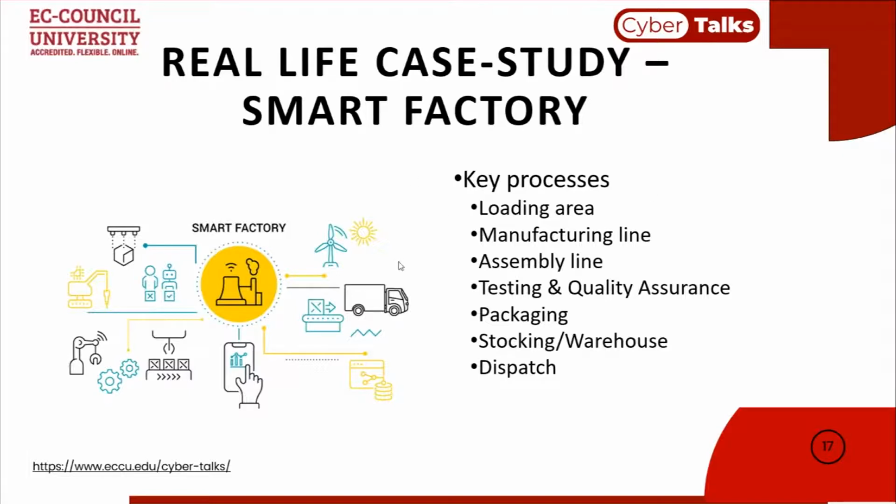If you look at a factory, there are key processes. I've listed a few key processes. I'm not going into detail, otherwise this itself would become a few hours of presentation. In the factory or plant, typically they have a loading area where the raw material comes and gets loaded. Then the material goes into the manufacturing line where manufacturing starts. Once manufacturing is done, it goes into the assembly line where the different parts get assembled. Then it goes into the testing and quality assurance lab where testing and quality assurance happen.